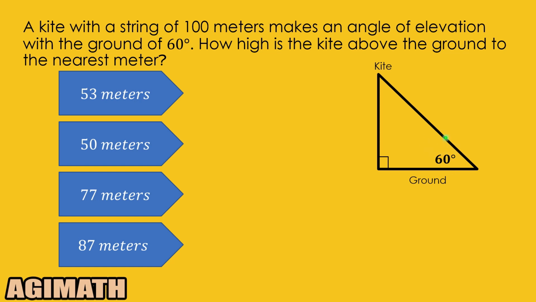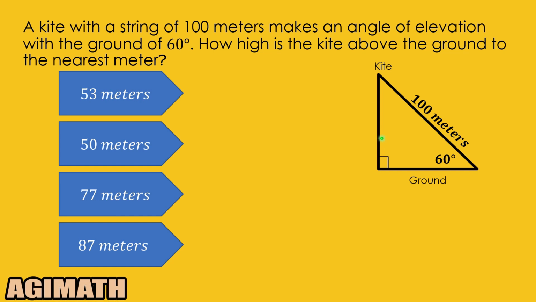Now, the length of the string is equal to 100 meters. The question is, how high is the kite above the ground to the nearest meter? How high above the ground? So it means we are going to find the length of this side.